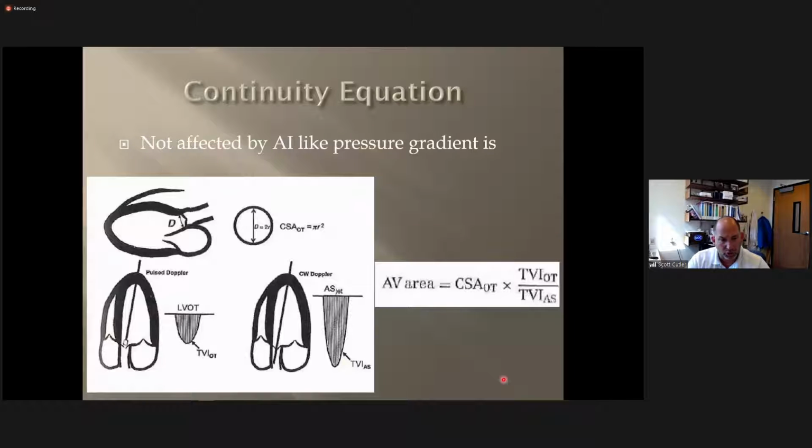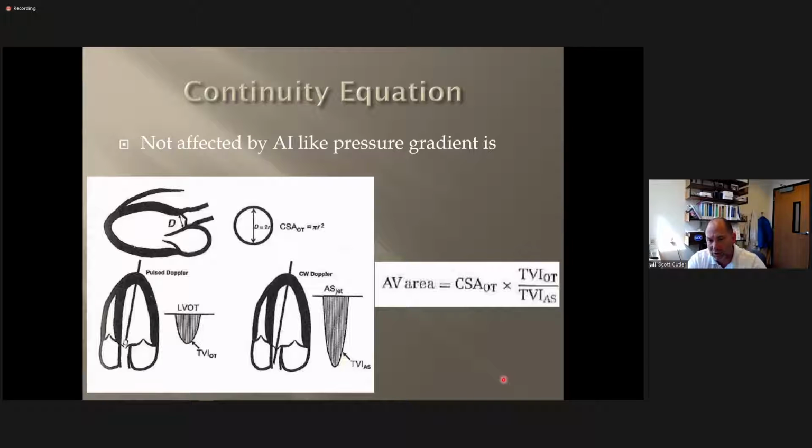Okay, and then this picture just shows the down and dirty. When I go into the echo room, what am I doing? I'm getting that cross-sectional area in my parasternal long axis and getting the pulse wave of the LVOT with a tracing, and CW through the valve.